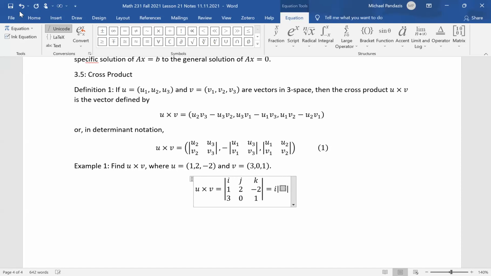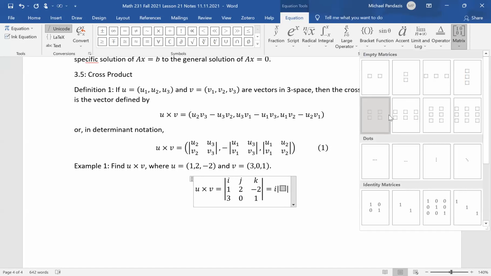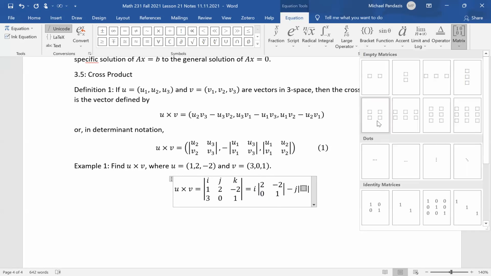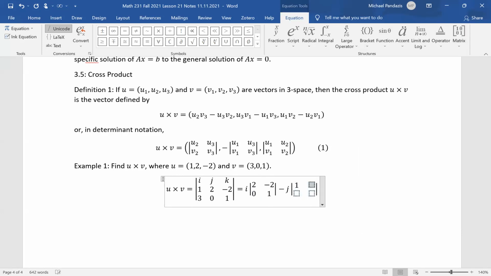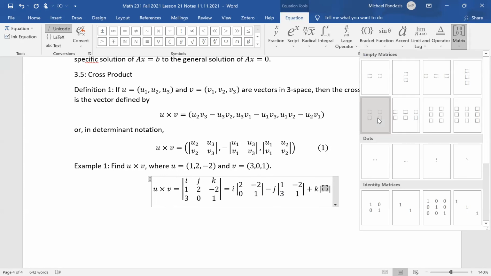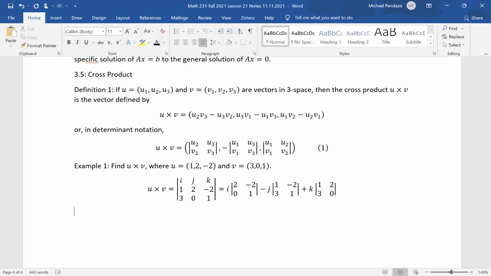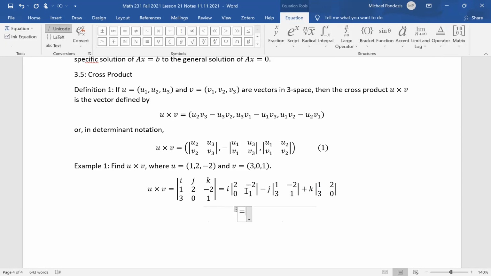So this is equal to I times the determinant of the submatrix. That submatrix is 2, -2, 0, 1, minus, because of the change in signs from the checkerboard pattern, minus J times the determinant of the submatrix, 1, -2, 3, 1, plus K times the determinant of the submatrix, remove the first row, third column, 1, 2, 3, 0. Okay, and so now you just compute that and you get u cross v.